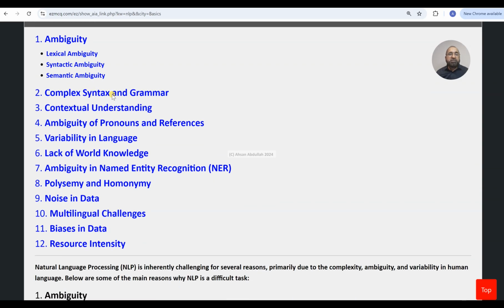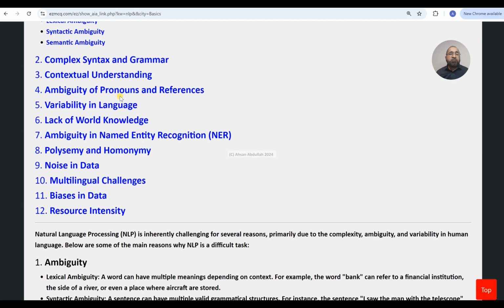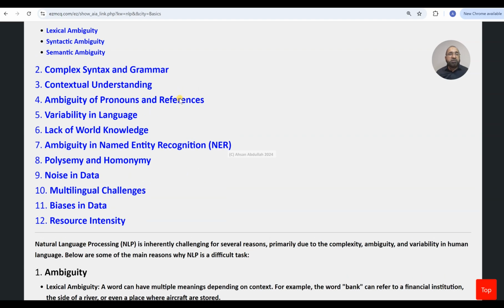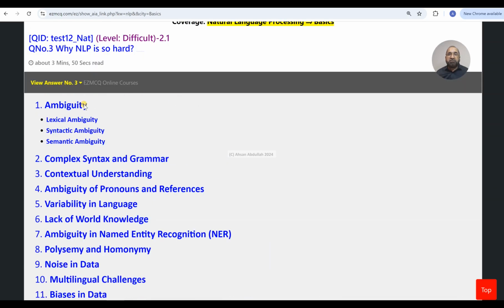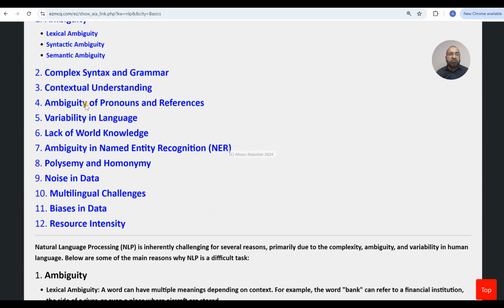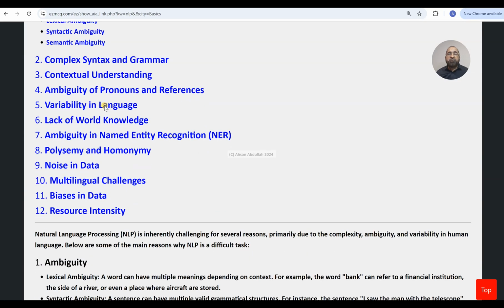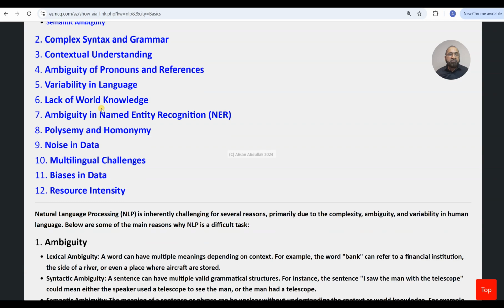And then there's the complex syntax and grammar of human language. It could be English or German or Chinese or Urdu, whatever that language could be. Ambiguity of pronouns and references. So ambiguities are always there, and I'll go into more details. Variability in language, which varies from language to language. What is the standard subject, object, verb order? It could be object, verb, subject, or some other combination in some other language, and the tools or techniques which you have developed for a certain language may not work in that other language.